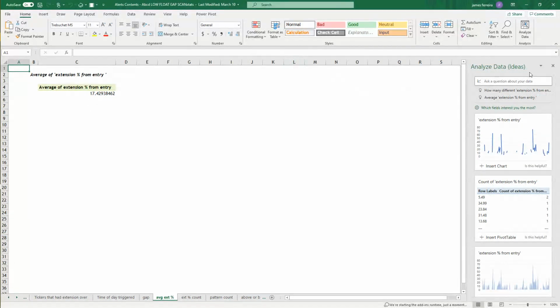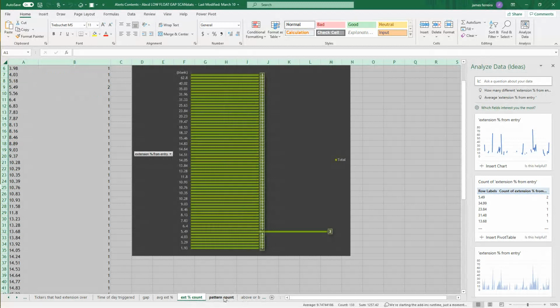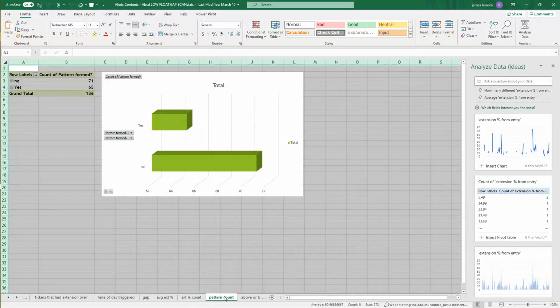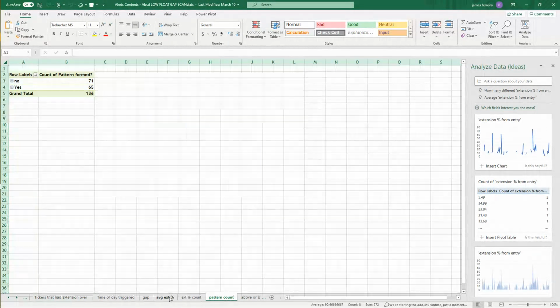So I was stoked. That gives me a good idea for how much movement up I should get. And then I just lay out simple tables.